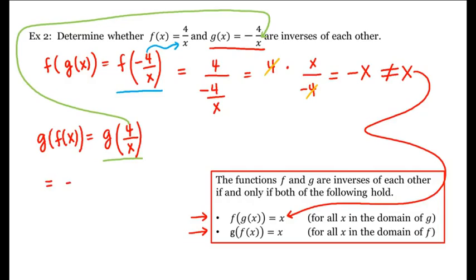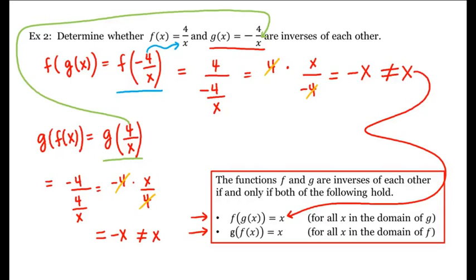That is, this is equal to negative 4 divided by 4 over x, which is equal to negative 4 times x divided by 4. And again, these 4's will cancel, which leaves us with negative x, which again is not equal to x. So the second composition down here is also not satisfied.